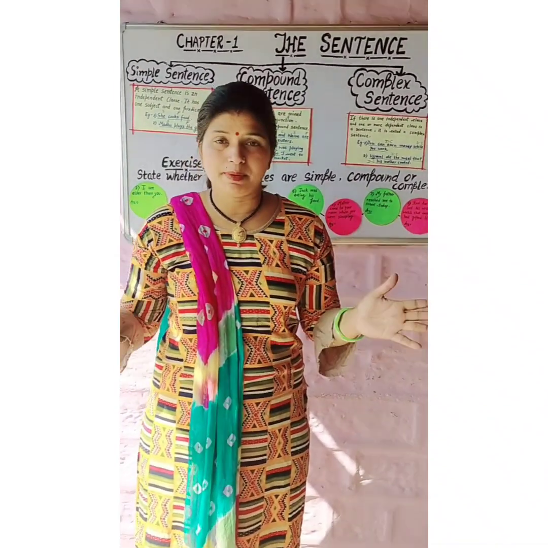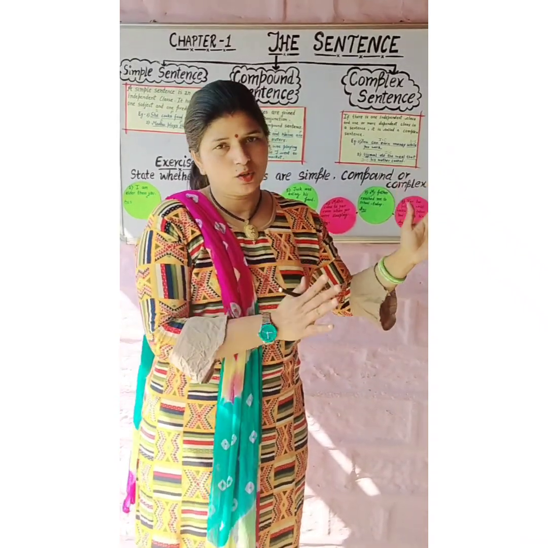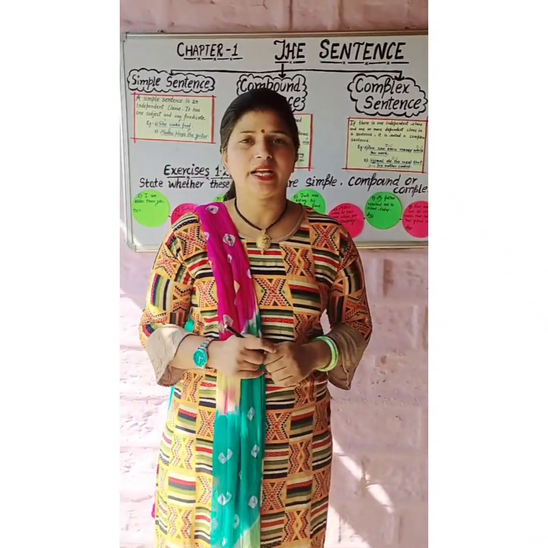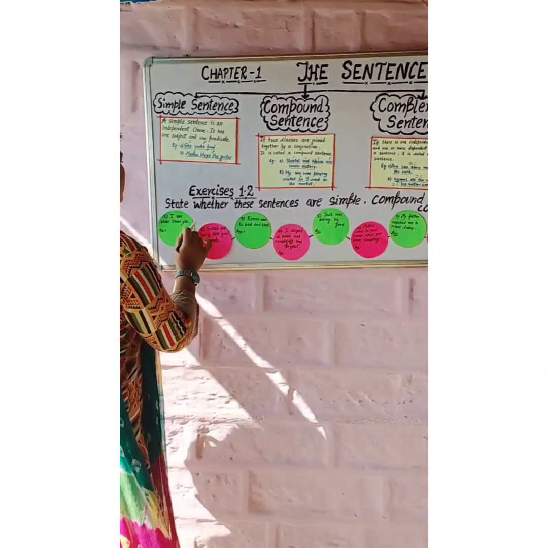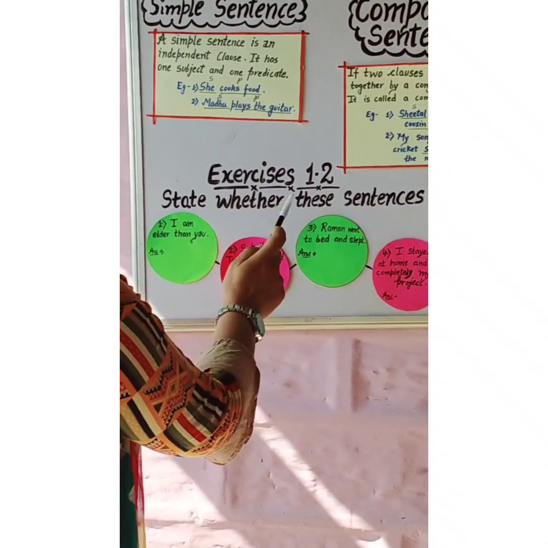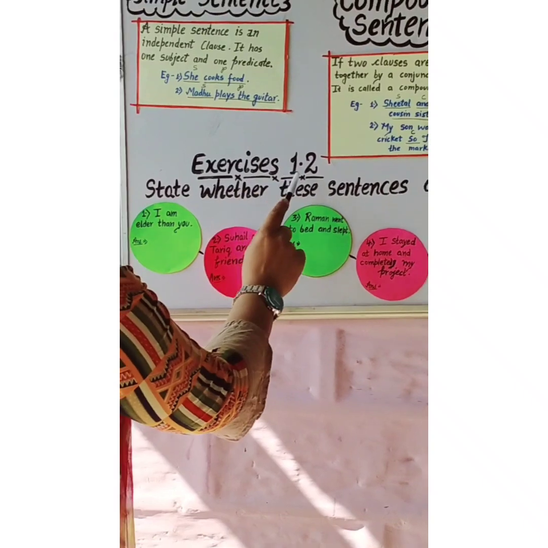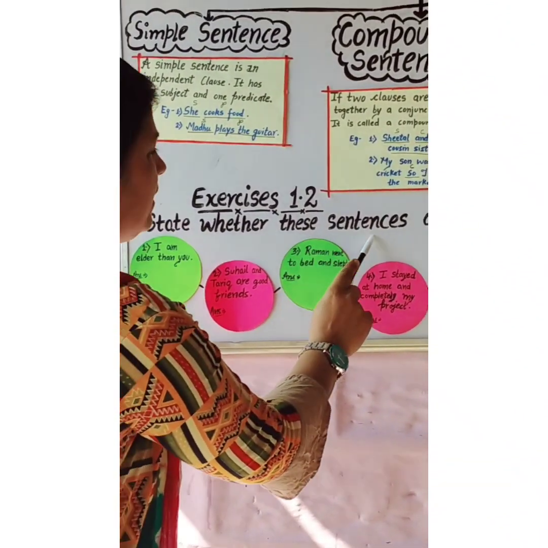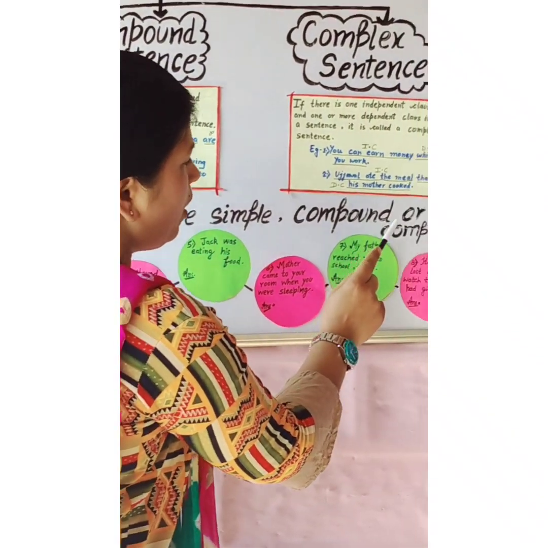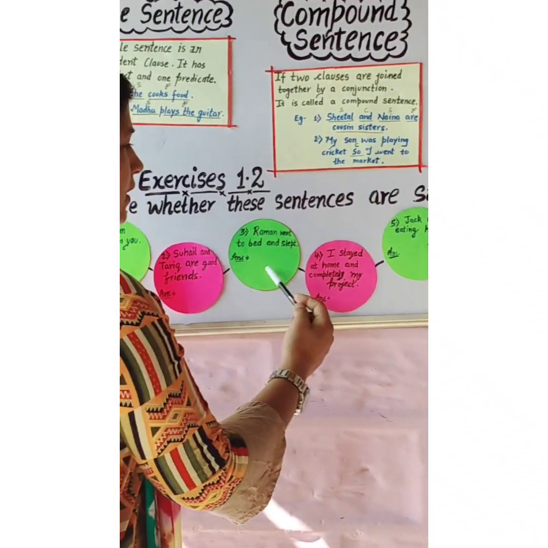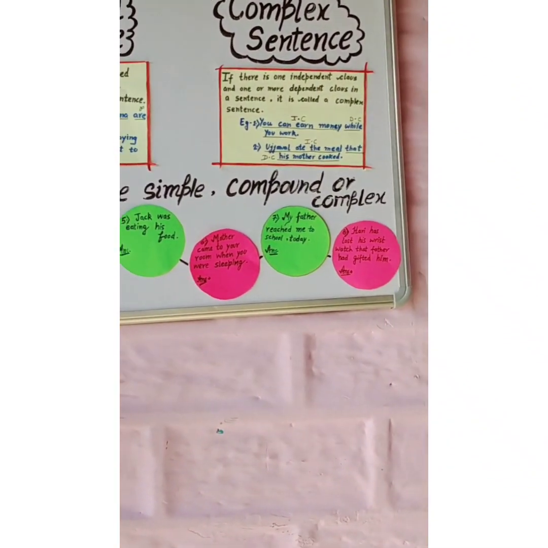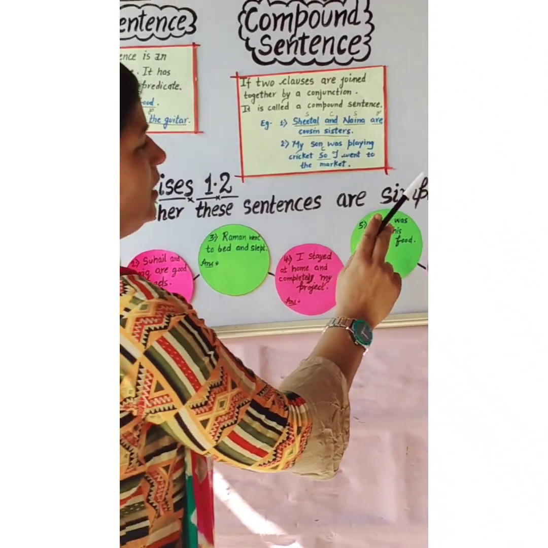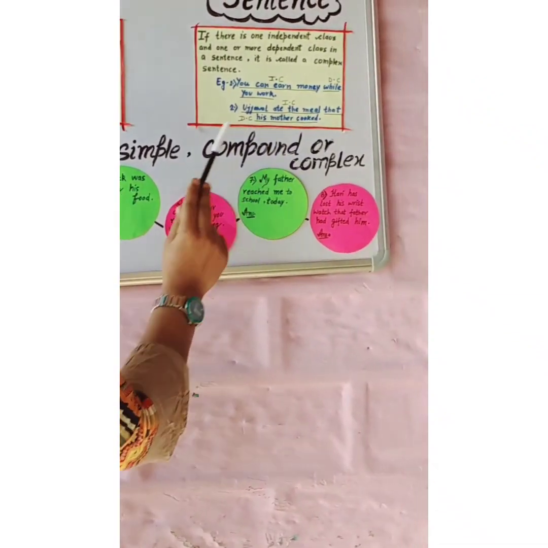Now my dear students, let's do one new exercise and understand what are simple sentence, compound sentence and complex sentence. So we will do one exercise. So let's have a look over here. All of you can open your book, exercise 1.2. In this, what you have to do, state whether these sentences are simple, compound or complex. So I have written different sentences. So here you have to tell whether it is simple sentence, compound sentence or complex sentence.